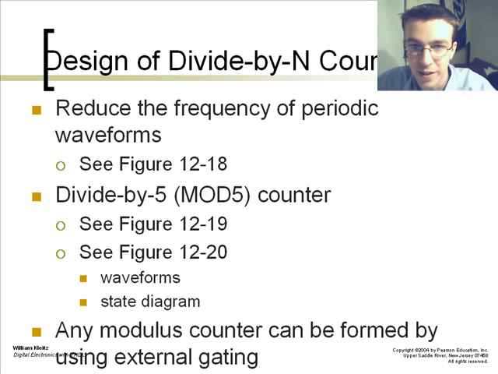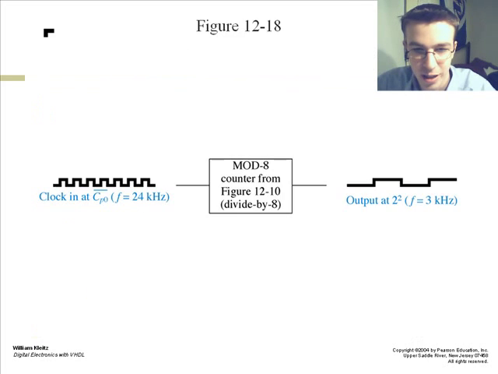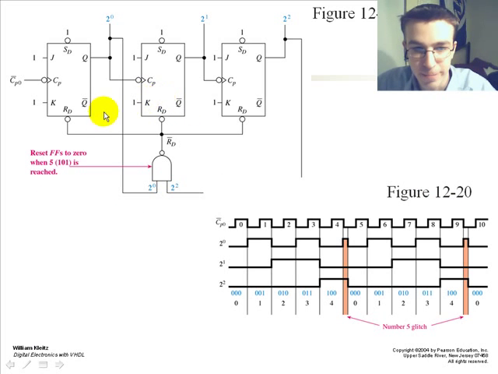Design of divide by n counters. This reduces the frequency of periodic waveforms. There's an example of a divide by 5, mod 5 counter. This is the mod 5 counter.